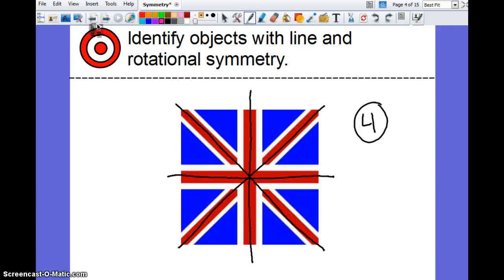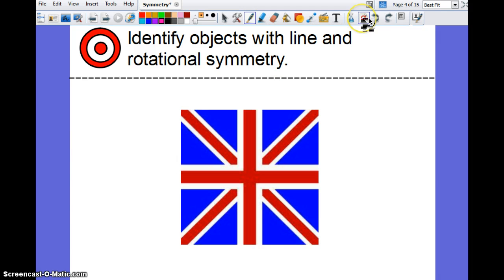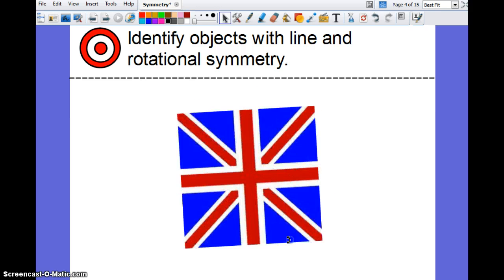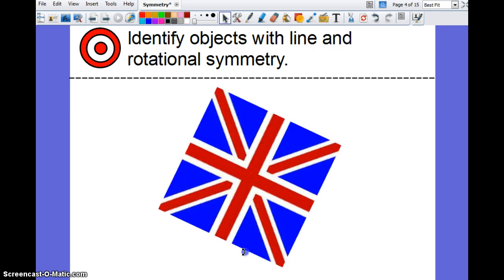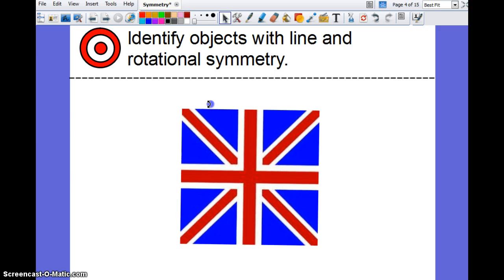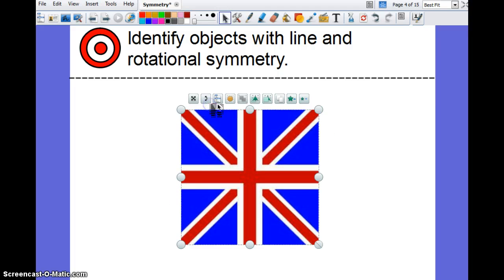What about this guy? So he has line symmetry. Does he also have rotational symmetry? Yeah, definitely. If I take him and I rotate him like this, he looks the same again. If I rotate him again, he looks the same again. And if I rotate him again, he stays the same again. And one more time, and I'm back to the way that he was facing the first time.